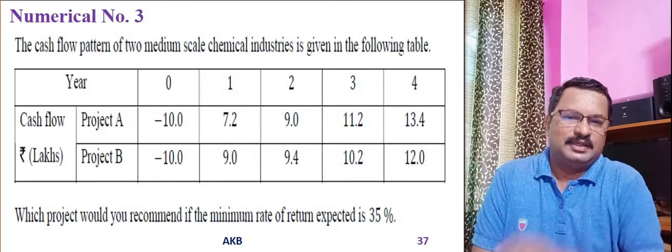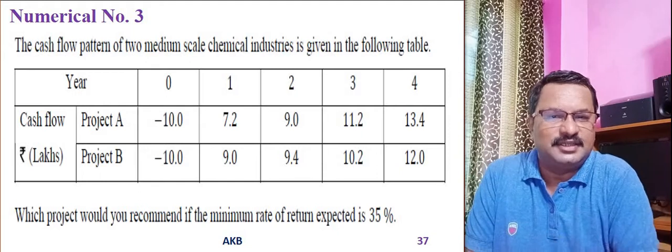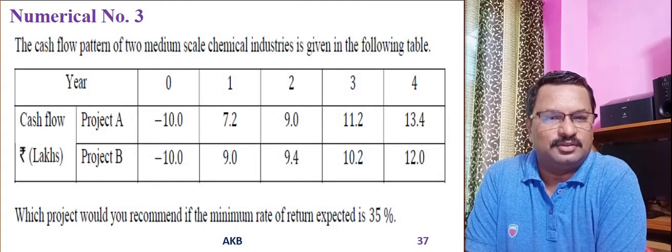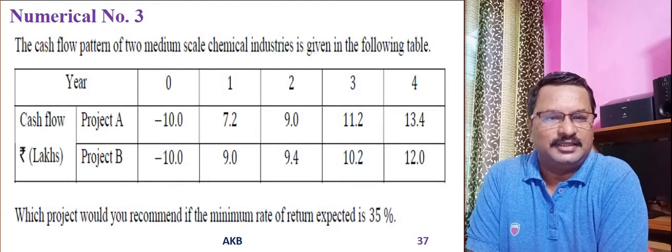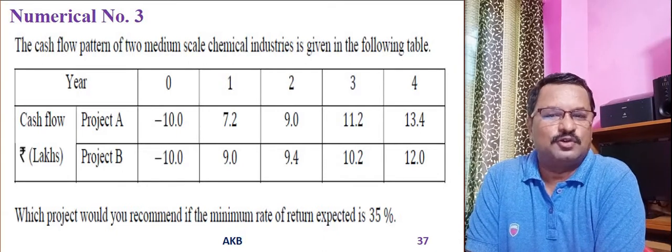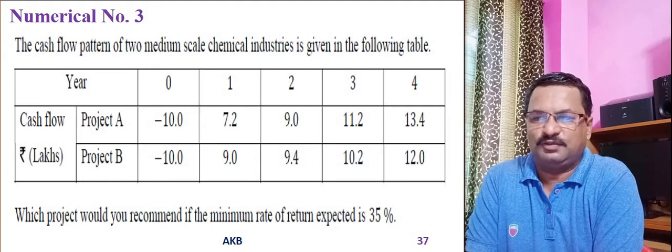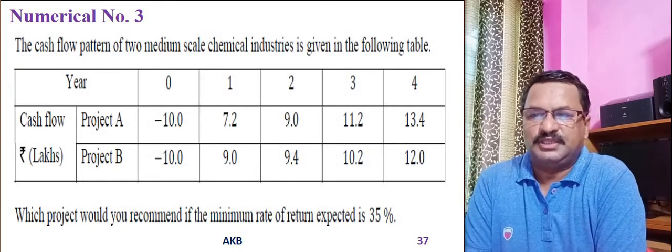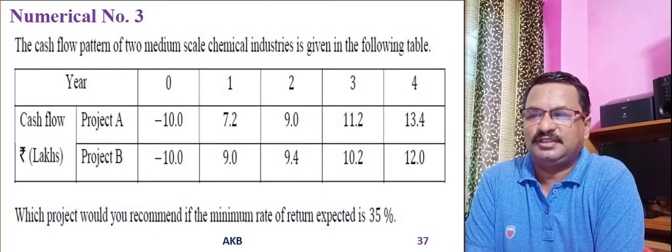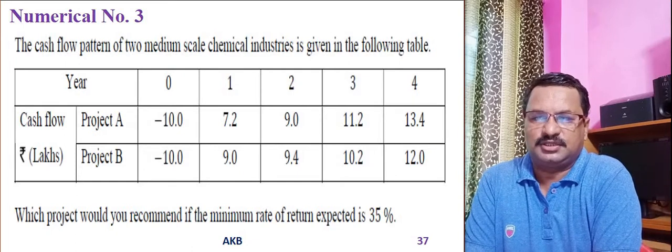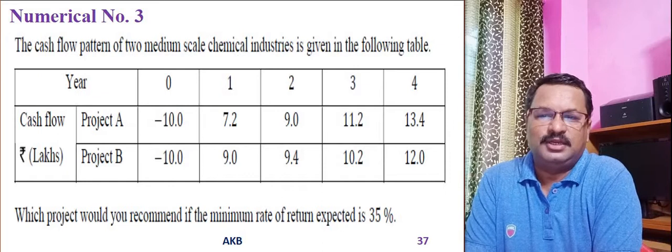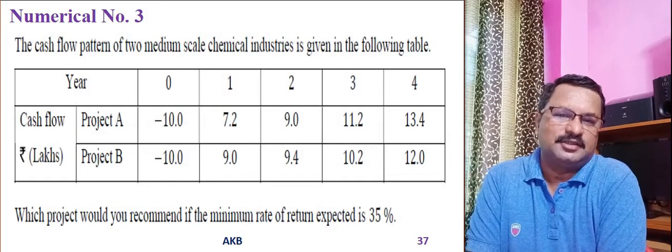So if you have a numerical in which data is given in this way, then you can identify the total capital investment easily. It will be the cash flow for the 0th year and it will be a negative quantity. Based on the information given in the table, we are supposed to recommend the best project out of these two if the minimum rate of return expected is 35%.